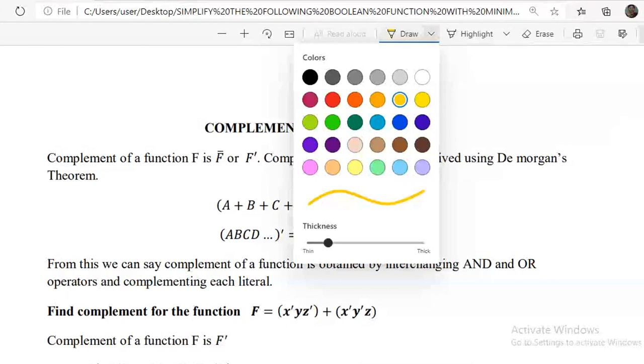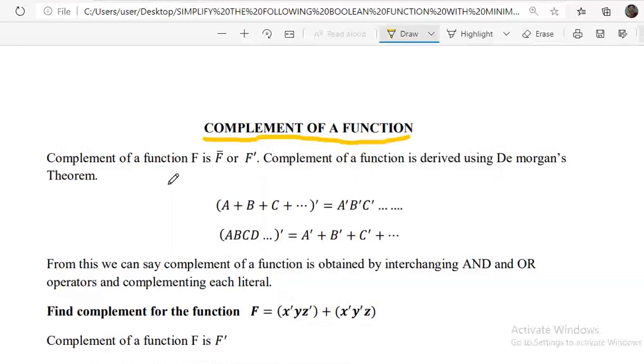For that, you have to assume a function. Since we are saying it as a function, I am assuming this variable for a function, that is the alphabet f. Complement means I have to take the inverse of it. If f is 1, then 0 is called the complement. If f is 0, then 1 is called the complement. So it is just the opposite of the other. The complement of the function is always represented as f dash or f bar.